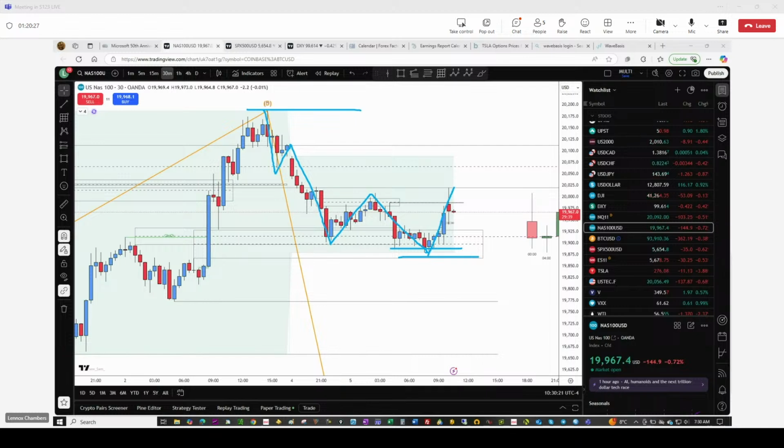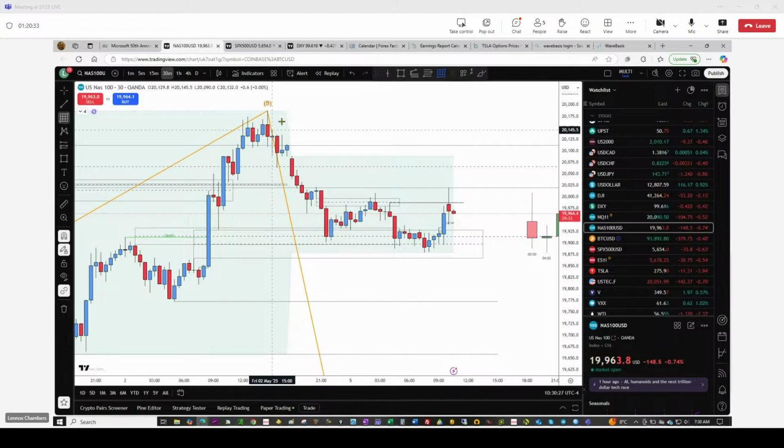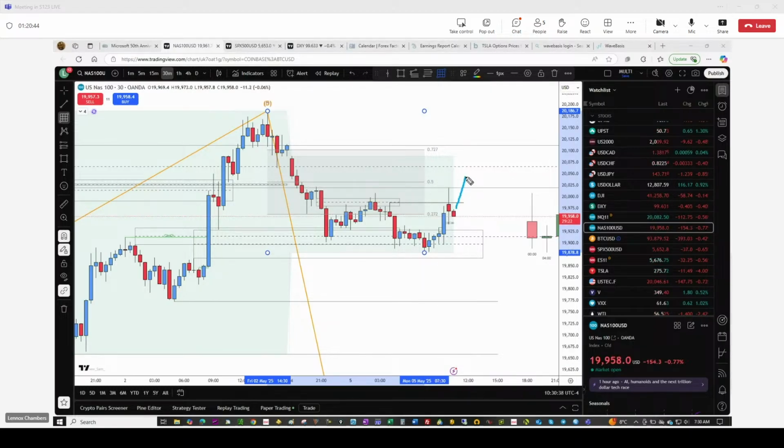So where's 50%? Yeah. There's 50% retrace of this move here. We came very close to it right there. So yeah, we could see one more push up into this area. And there is a gap here. We could push up into that area. And that might be it.